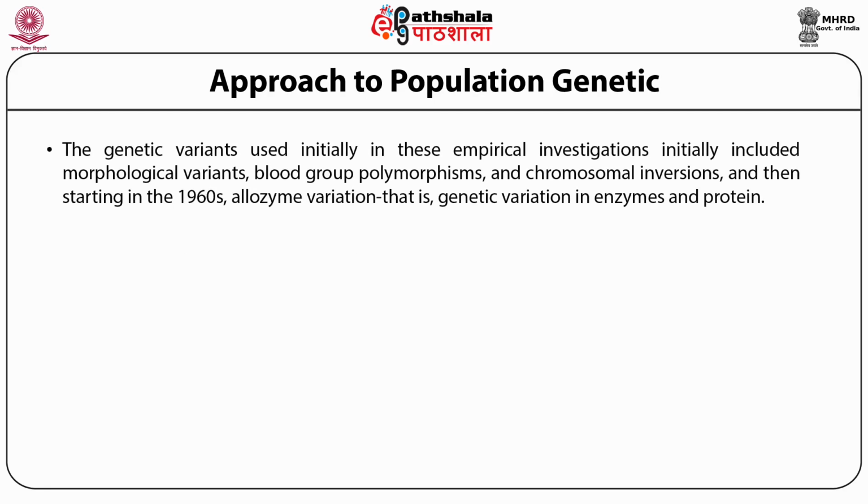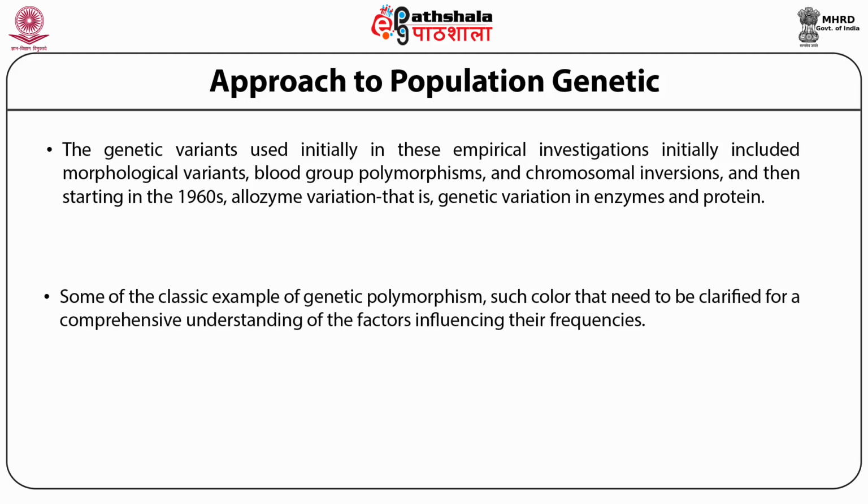The genetic variants used initially in these empirical investigations included morphological variants, blood group polymorphism, and chromosomal inversions, and then, starting in the 1960s, allozymic variation, that is genetic variation in enzymes and proteins. Some of the classic examples of genetic polymorphism need to be clarified for a comprehensive understanding of the factors influencing their frequencies.